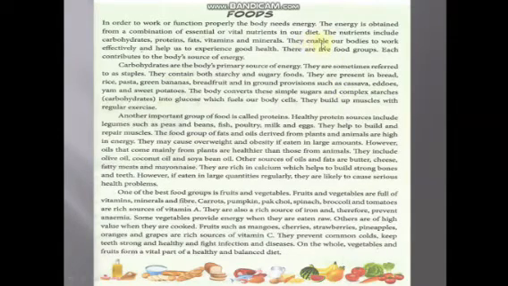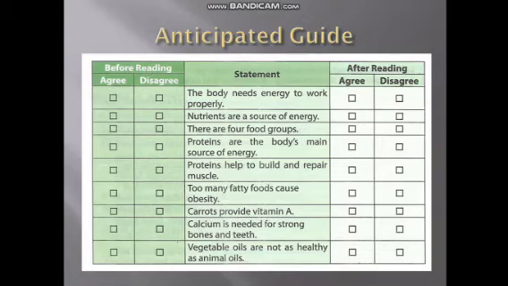They enable our bodies to work effectively and help us to experience good health. There are 5 food groups. Each contributes to the body's source of energy. All right, so this anticipated guide said that there are 4 food groups, and I disagree with it, so I will let my answer remain and click disagree. After I read this, my answer will remain as disagree because I was actually correct.